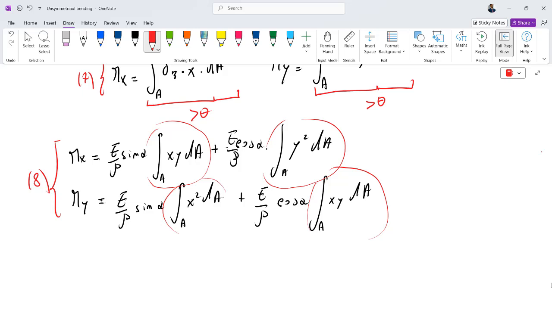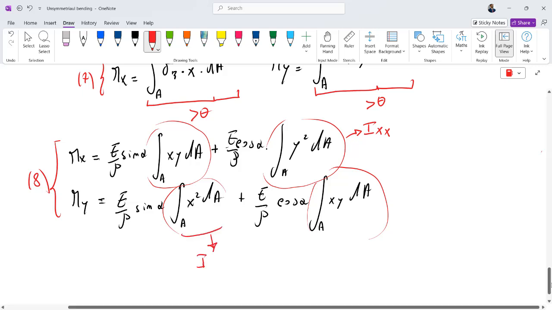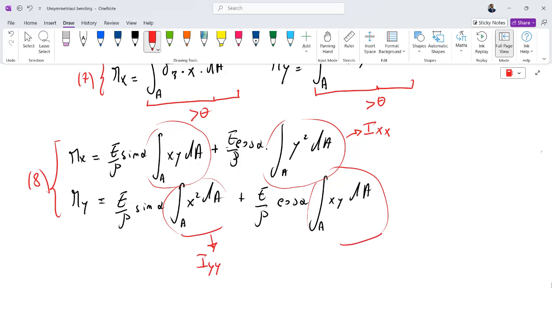All these integrals are simply the moment of inertia with respect to the x-axis. So this is Ixx, the moment of inertia with respect to the x-axis. This is the moment of inertia with respect to the y-axis, so it is Iyy, and the integral of x times y times dA, this integral here, is the product of inertia Ixy.